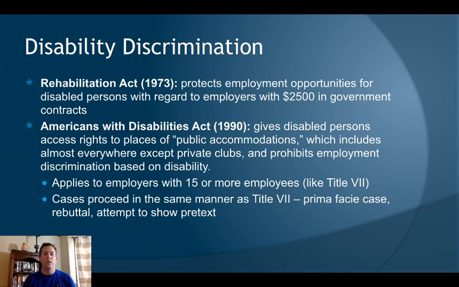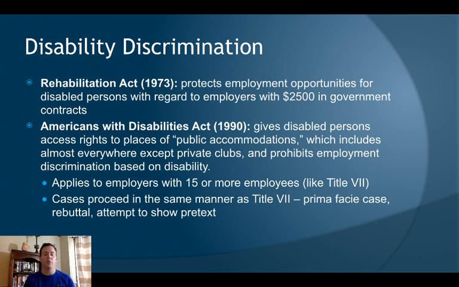So first we have the Rehabilitation Act of 1973. This protects the employment opportunities for people with disabilities with regard to employers who do business with the government, basically. $2,500 or more in government contracts. If you're an employer who does business with the government, then this applies and provides protection for current employees and prospective employees with disabilities.